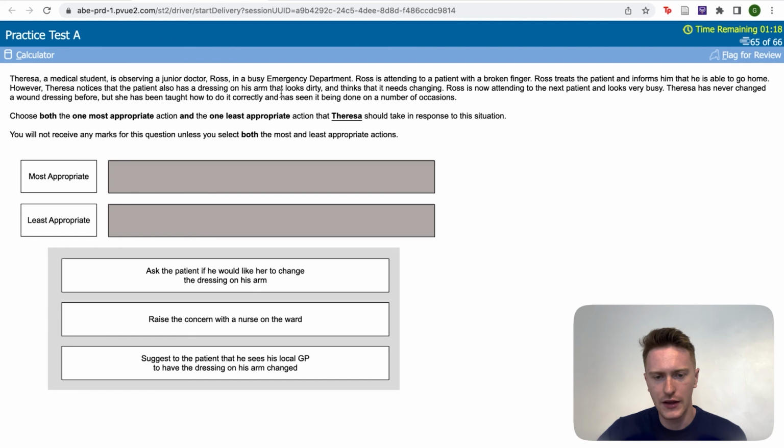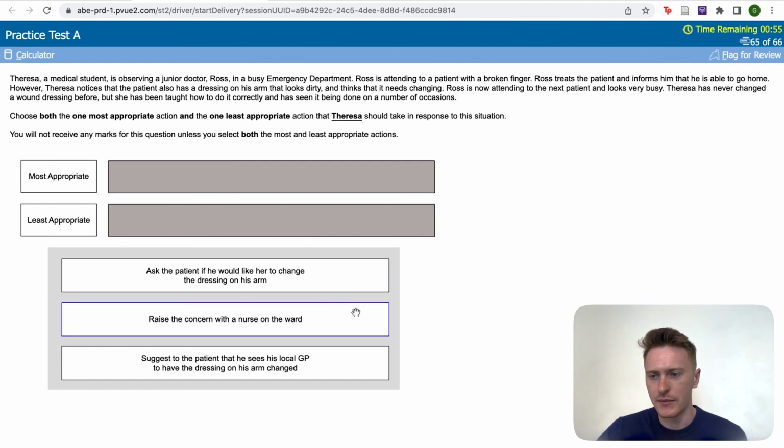Teresa is observing Ross. Okay, she notices her dressing looks dirty. Ross has moved on. She's never done it before, but she's been taught how to do it. Okay, fine. Ask the patient if he would like her to change the dressing. She's not done it before. She needs someone to supervise her.